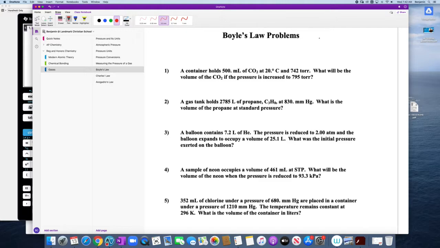Again, just a reminder, Boyle's law tells us that if the pressure of a gas goes up, the volume is going to drop. And if the pressure drops, the volume is going to go up.